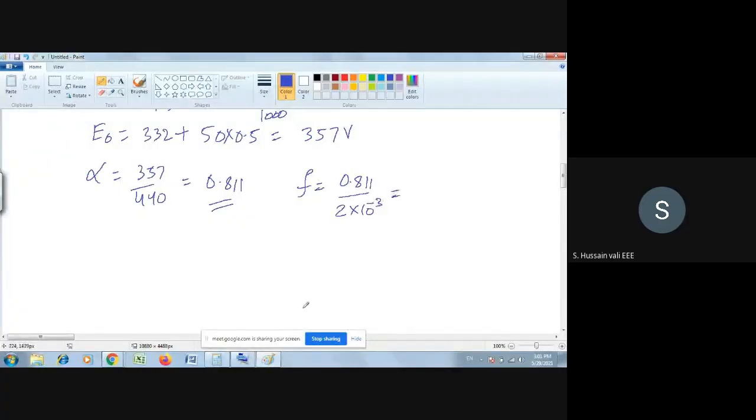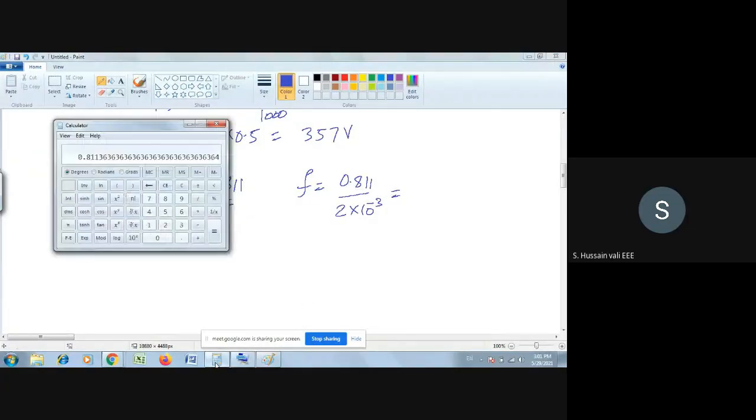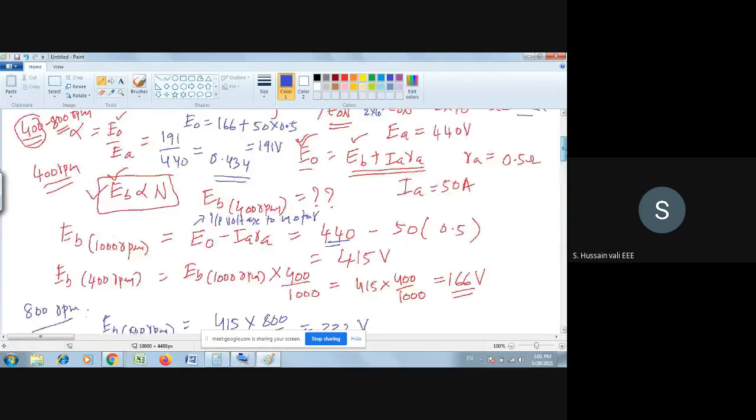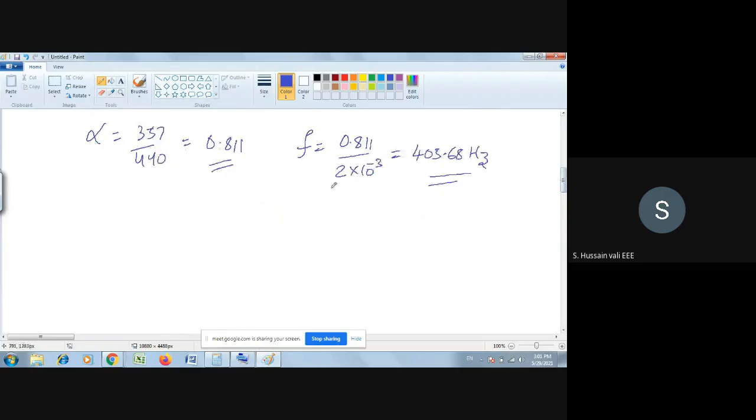Divided by 2, into 1000, so we will get 405. The range of frequencies I will write here is 217 to 405.68 hertz. Yes, this is the answer. That's it. This is about this problem.